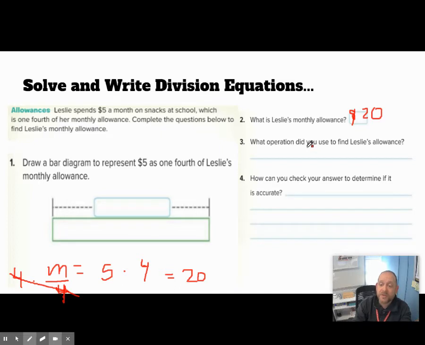What operation did you use? Which one of those did you like best? Your two options would be you could use repeated addition, or you could use multiplication in order to solve the expression and find Leslie's allowance.